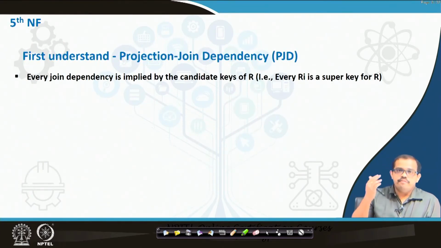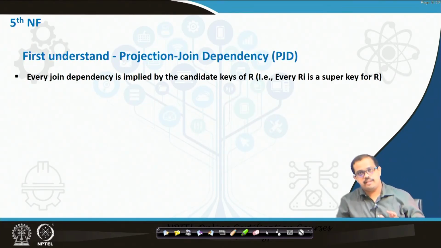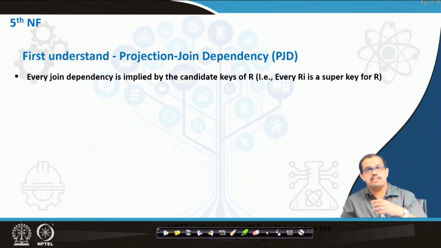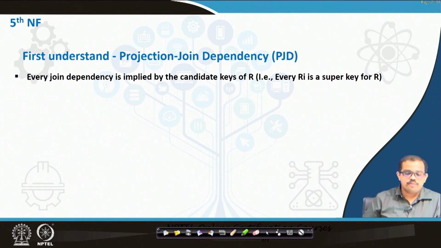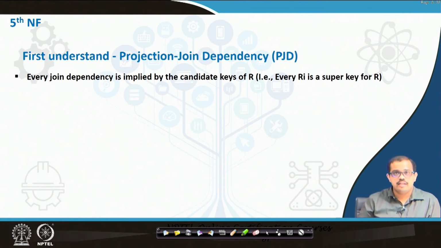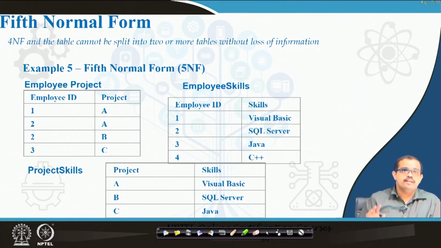Then the fifth normal form is a bit complicated. I would not really get into details of it, but if someone is really interested, please try to understand what is projection join dependency. The concept of projection join dependency is very important to understand the fifth normal form. What it states is every join dependency is implied by the candidate keys of R, that is, for every Ri, there is a set of Ri which is a super key for R. So there always exists a super key for R. That is the first thing of a fifth normal form.